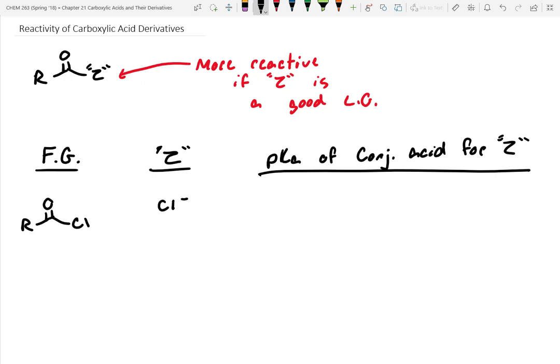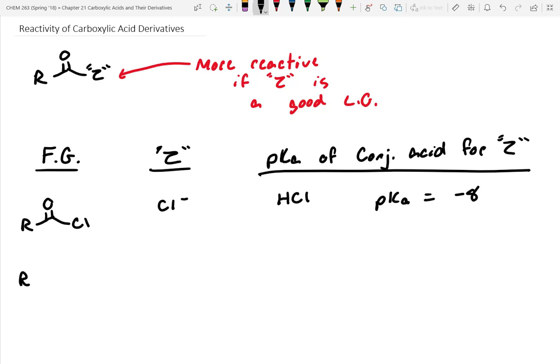The pKa of the conjugate acid, which would be HCl, so it's Cl with an extra proton, has a pKa of about -8, so very acidic. That means it's a good leaving group, right? That's a simple way to tell if you don't quite remember: grab a pKa table.